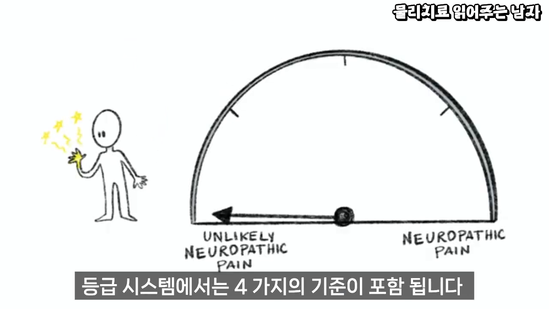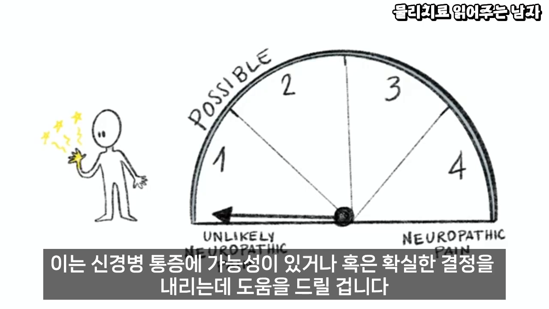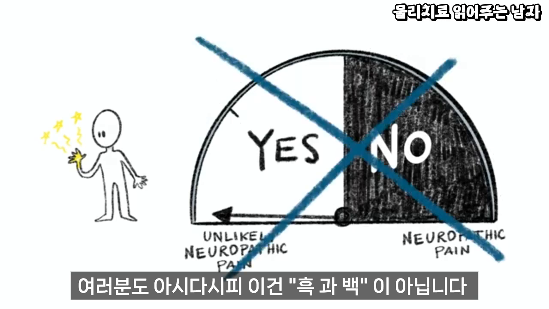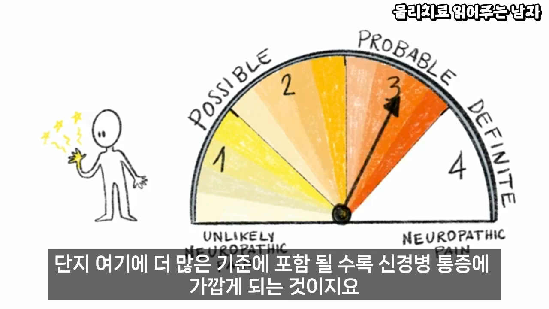The grading system includes a set of 4 criteria, which will help us to determine the presence of possible, probable, or definite neuropathic pain. This already shows you that this decision is not black or white. The more criteria are fulfilled, the more likely the person has neuropathic pain.